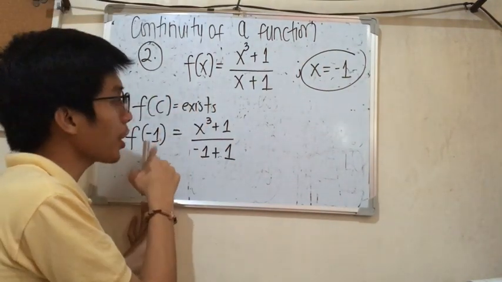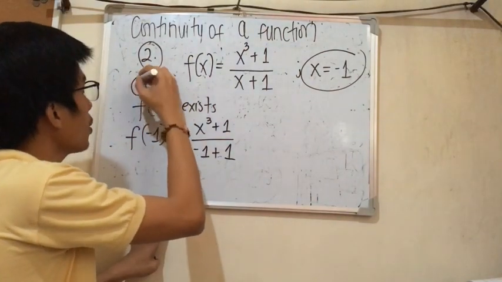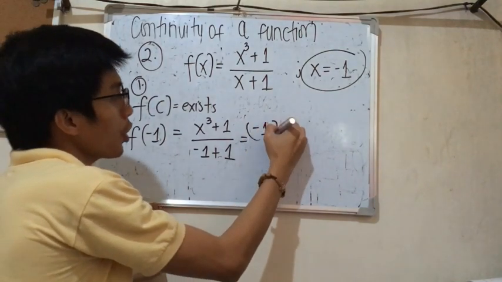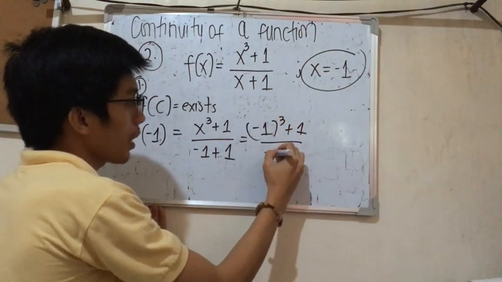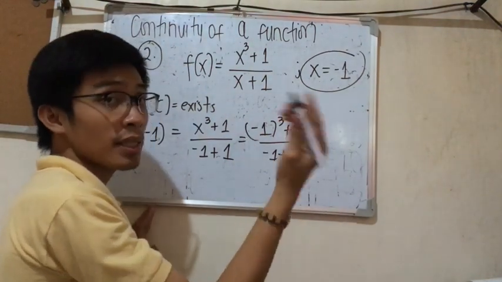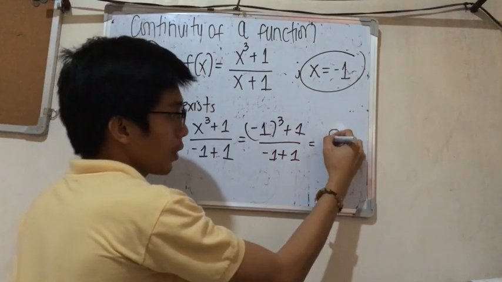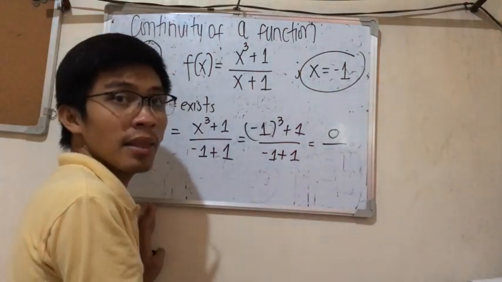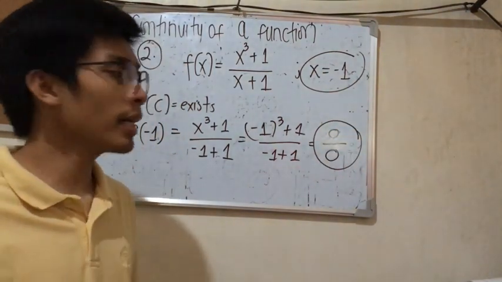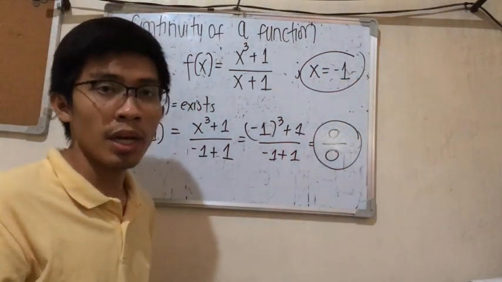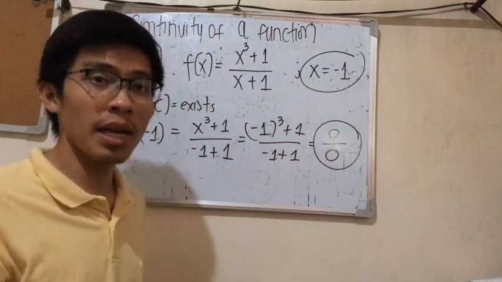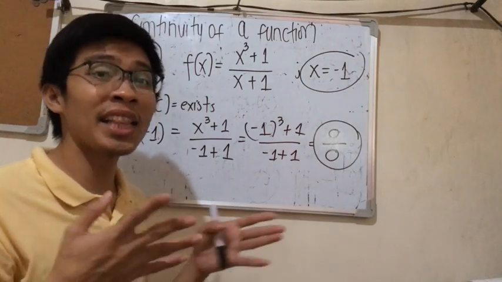So now let's continue. In evaluation, we are going to substitute that one. Again, this is condition number 1. It will become -1 cubed plus 1 all over -1 plus 1. So this is -1 cubed, that is -1. -1 plus 1, that is 0. And -1 plus 1, that is also 0. And obviously, condition number 1 is in the form of 0 over 0, or indeterminate form. Meaning, once the function is indeterminate, that is undefined.